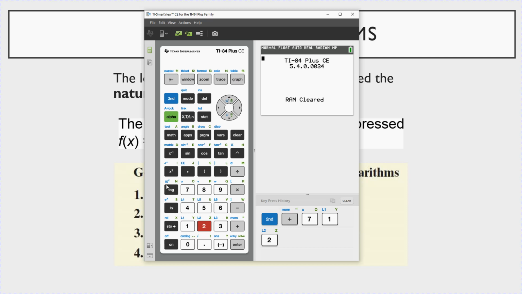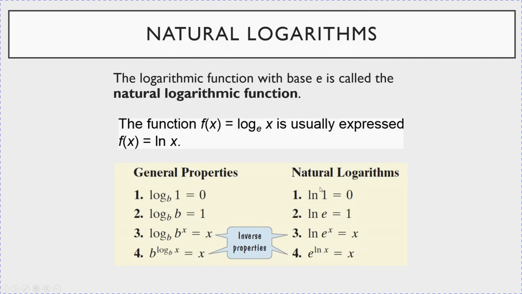What's really interesting is that you have log base 10 and then right on your calculator 10 to the x. This is log base e, and then right there you see e to the x. And so all these properties hold. The natural log of 1 is equal to 0. The natural log of e is equal to 1. That's because it's log base e. The natural log of e to the x is just x. And e to the natural log of x is just equal to x.